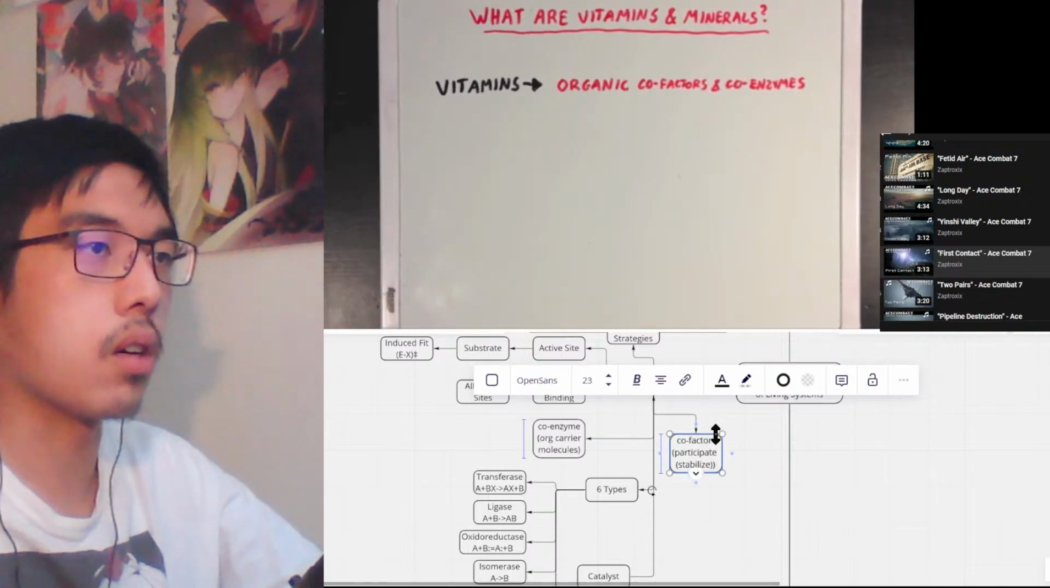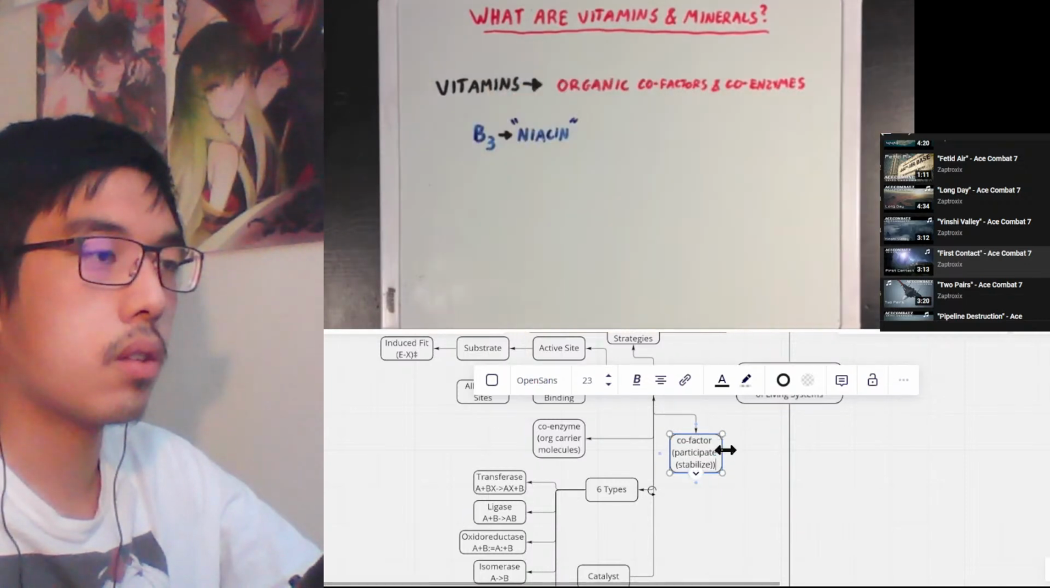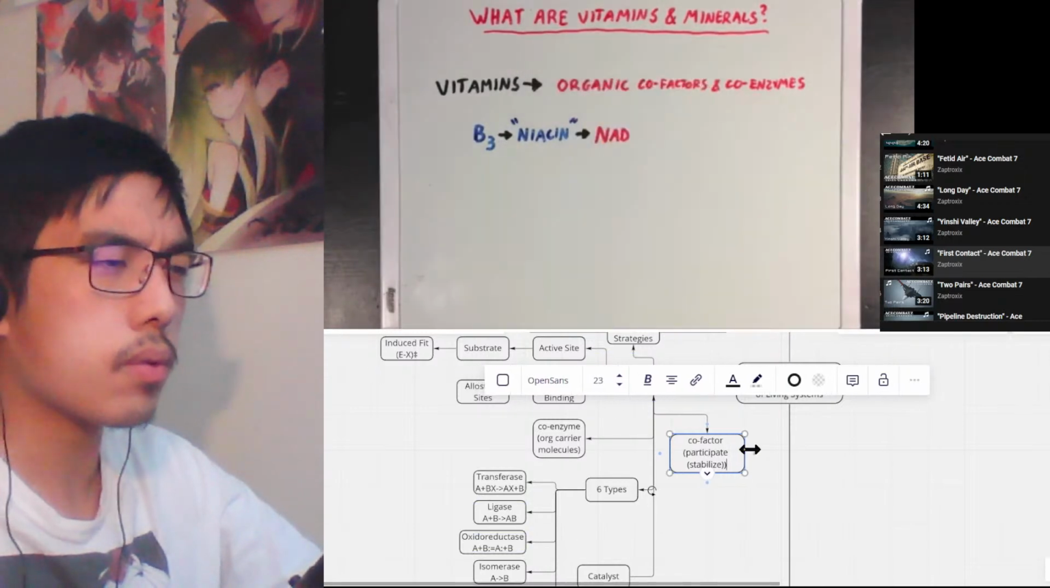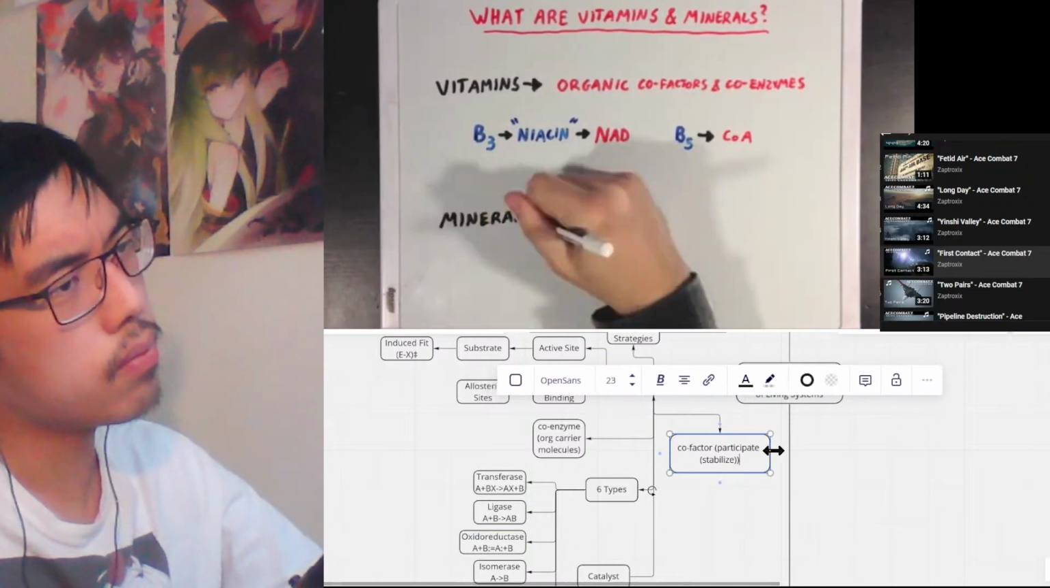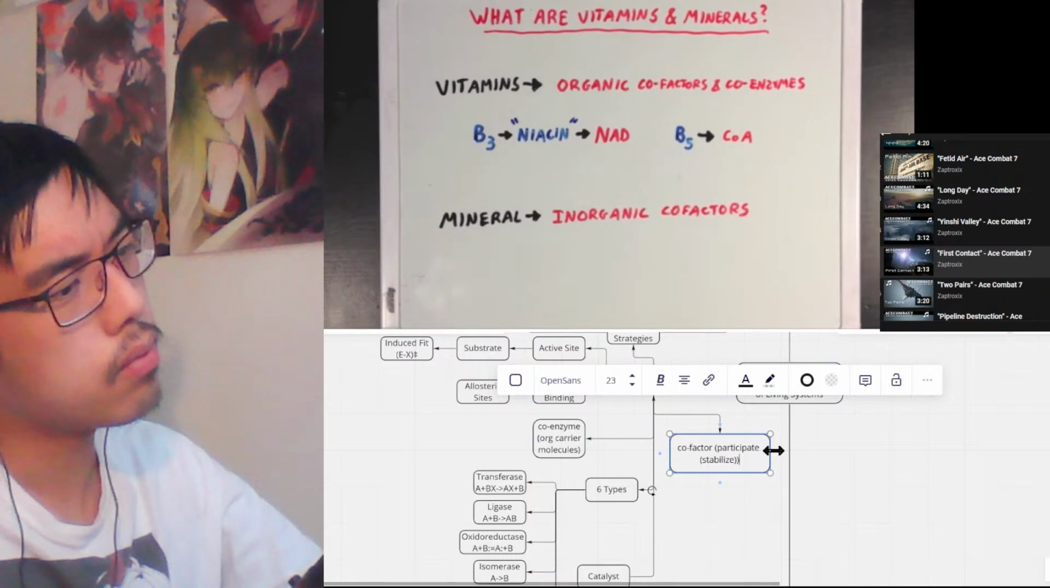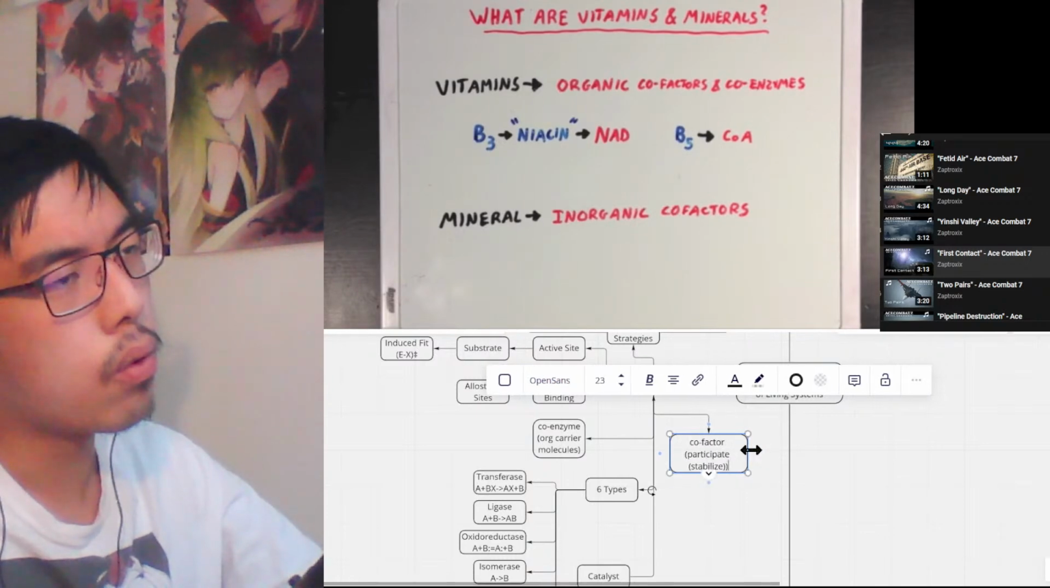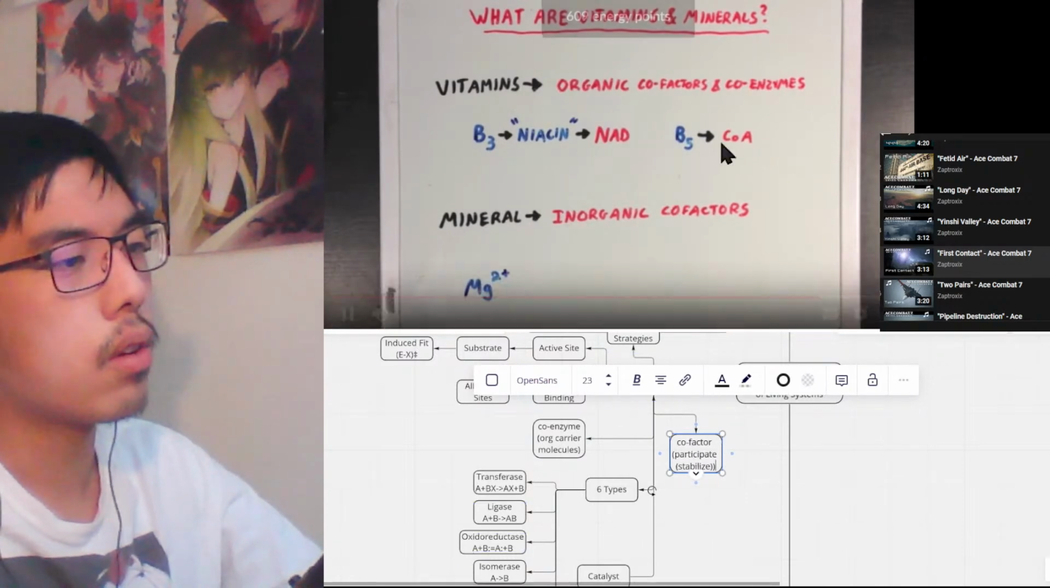So two great examples are ones we just discussed. Vitamin B3, which you may see being called niacin on the food label, is actually just a precursor for NAD, and vitamin B5 is just a precursor for coenzyme A. Minerals, on the other hand, are inorganic, meaning they aren't carbon-based, and minerals are usually just cofactors in our body. So magnesium would be a great example of a cofactor that an enzyme like DNA polymerase would use.